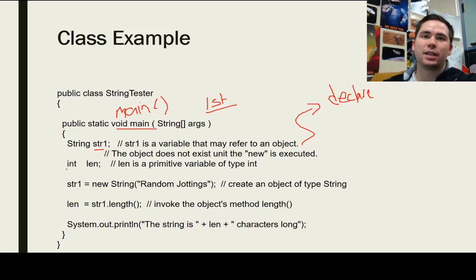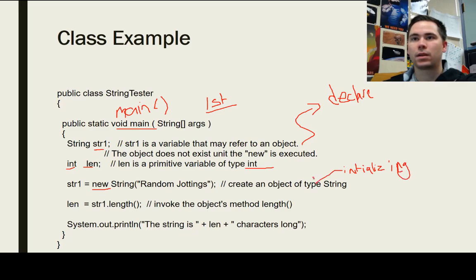Then we have another one, int len, so length. Len is a primitive variable of type int. We have our string right here: string1 equals new String, random jottings. This is where you are initializing. So we declared it here, but we've actually created it here. This is where it actually gets created.